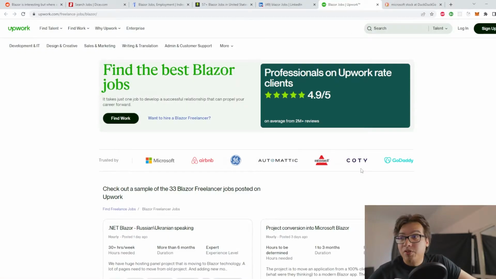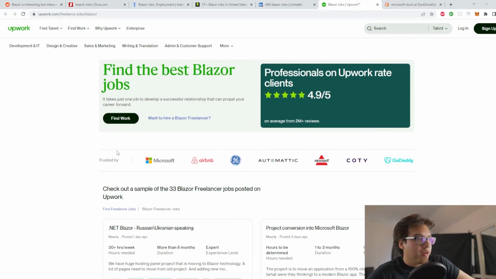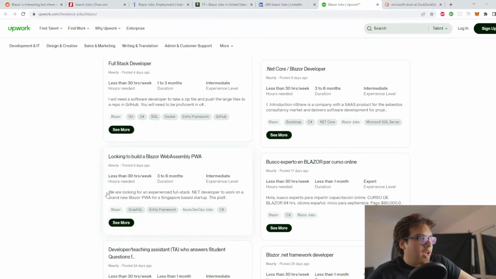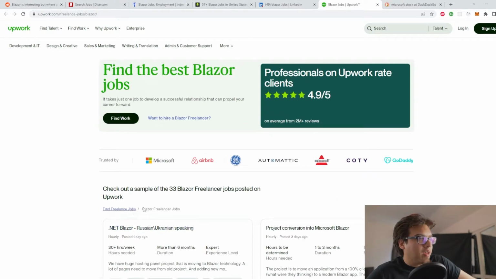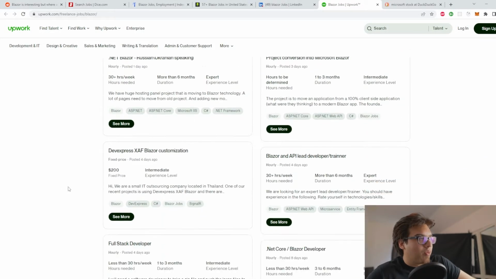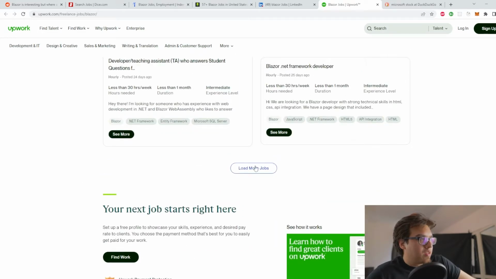Another place where you could look for jobs is actually Upwork. Upwork is a place where, if you're doing contracting or freelancing, you can go here to look for anyone that requires jobs or whatever. And there are actually quite a few Blazor jobs. I'm actually rather impressed by the fact that there are Blazor jobs on Upwork already. But, you know, they exist.